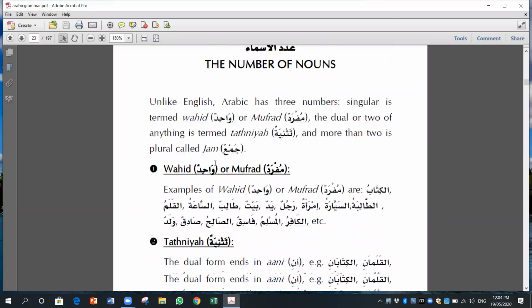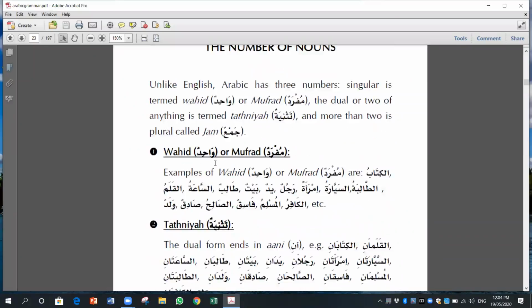What is singular? Singular is one, just one. And the Arabic term for that? Wahid. It's written here. Wahid, singular. Or they have said that it is called mufrad also, but I don't agree with that. I'll tell you later what mufrad actually is. So right now the proper word for me is wahid, singular.